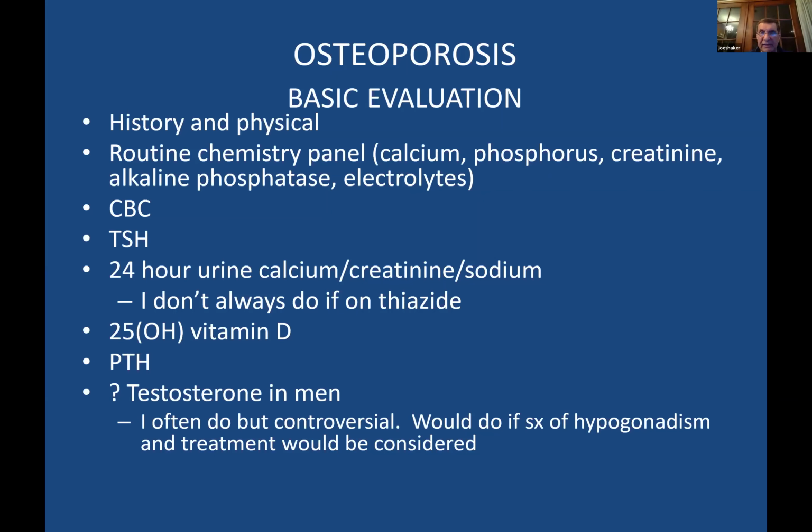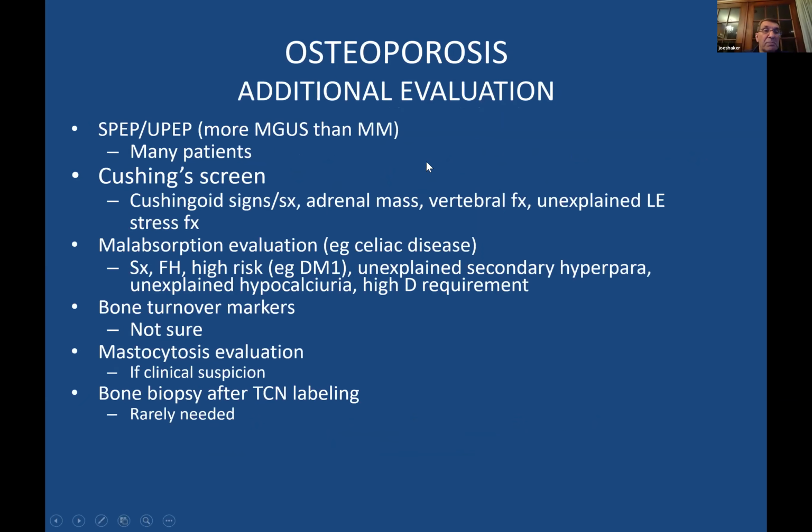And then there's the second kind of panel of things we do. And that's SPEP and UPEP or something like that. A Cushing screen, malabsorptive evaluation. I have a low threshold for screening for celiac disease. If they have GI symptoms, a family history of celiac disease, or a high risk, so they're type 1 diabetic, for example, they have a 4 to 8% risk of celiac disease, unexplained secondary hyperparathyroidism, unexplained low urine calcium, and high vitamin D requirement. And then these other things we do less frequently.